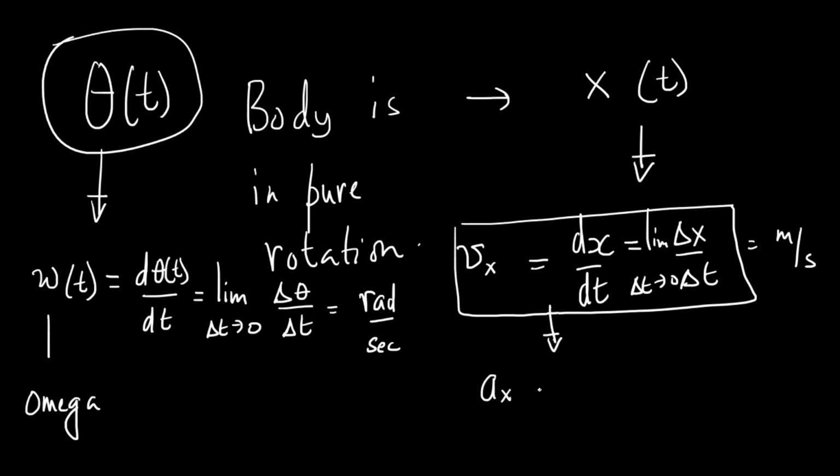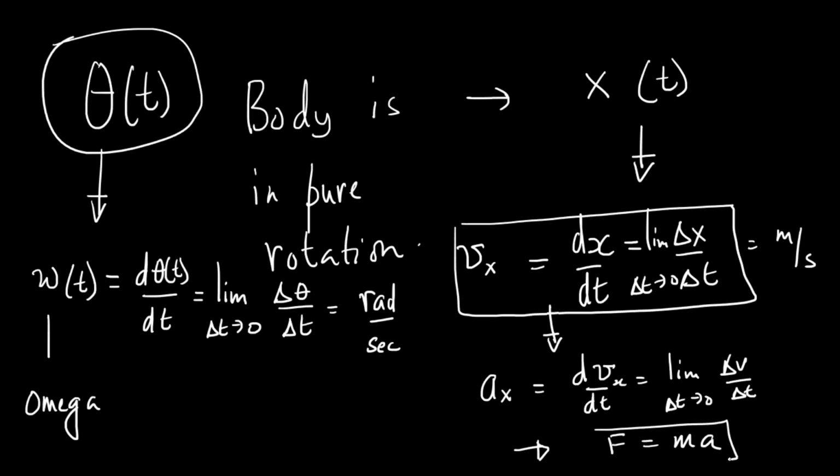acceleration? Why are we defining all this? I think you know the answer, but let's write it anyway: dvx by dt. And the same old thing: limit delta t tends to 0, delta v by delta t. And why are we doing this? Because it's connected to the law, which is F is equal to ma.